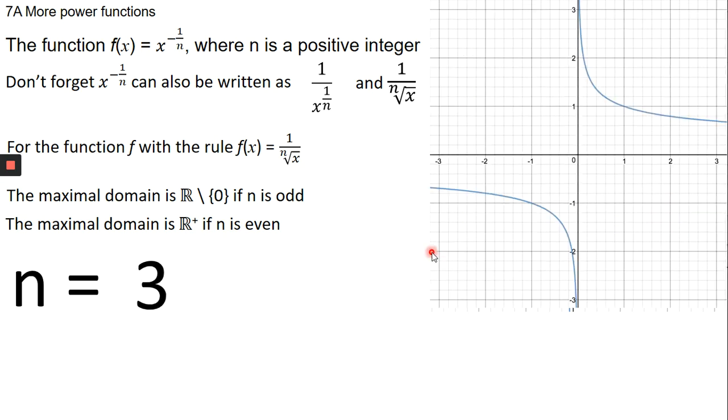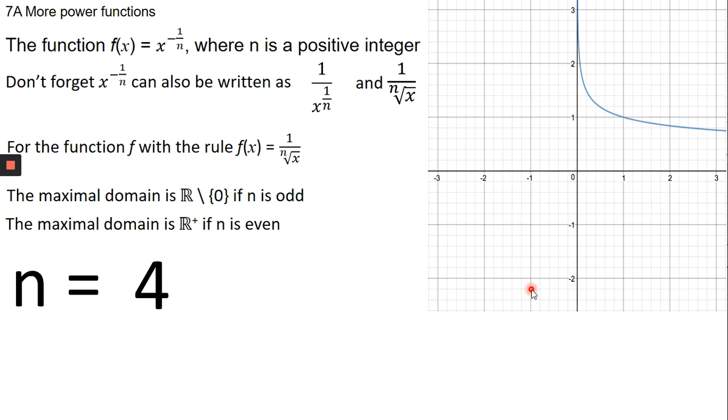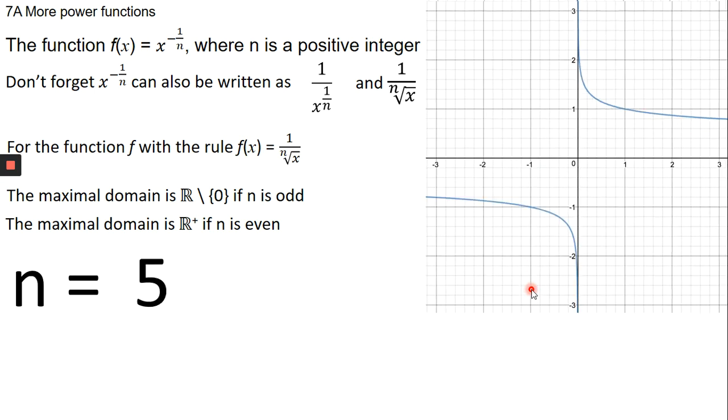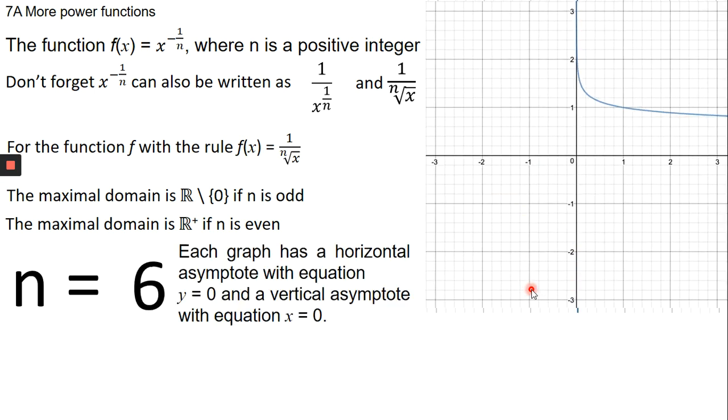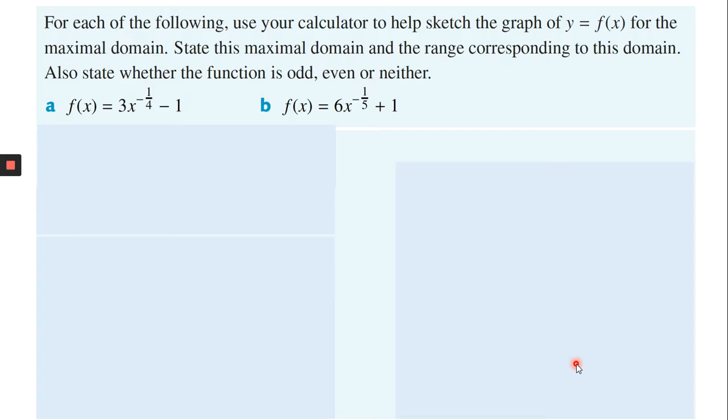So again, it looks like a hyperbola again, doesn't it? No value at 0. n is 4, n is 5, n is 6. So each graph has a horizontal asymptote with equation y equals 0 and a vertical asymptote with equation x equals 0. So look at some examples.